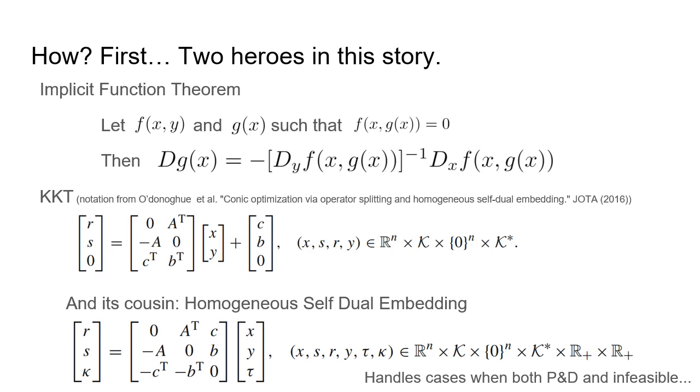But that works pretty well for some classes of problems. However, for some more generic classes of programs, like conic programs, you will need an extension, something I call the cousin of the KKT conditions, which is the homogeneous self-dual embedding. It is an extension because, besides doing the classic stuff that KKT does, it is also able to handle both primal and dual infeasibilities.